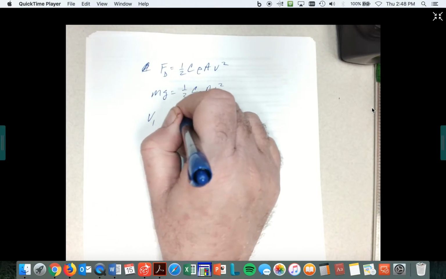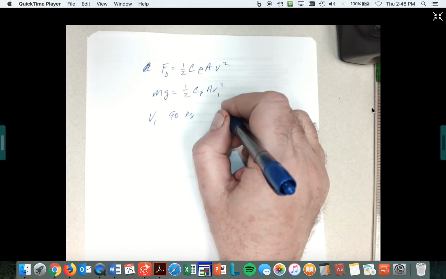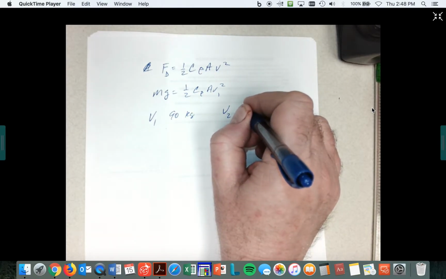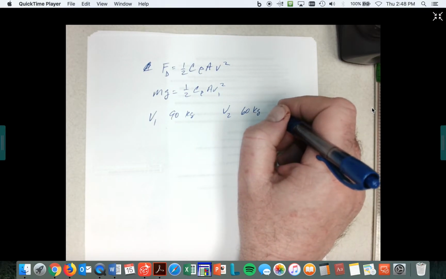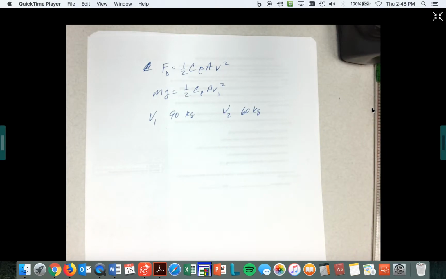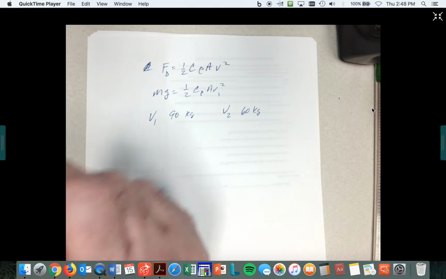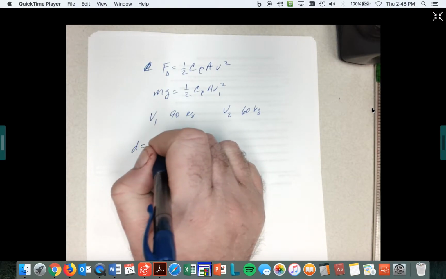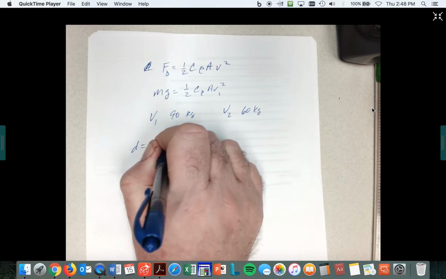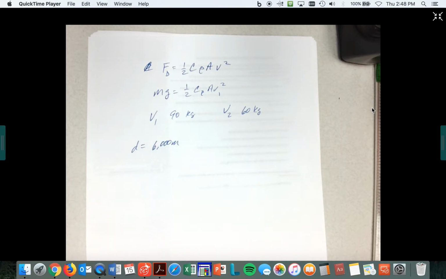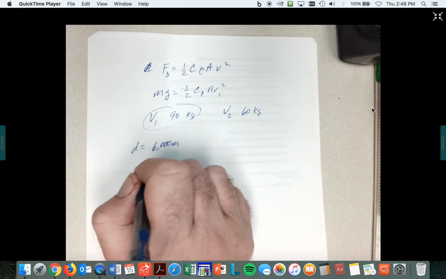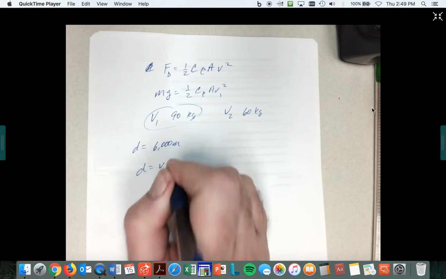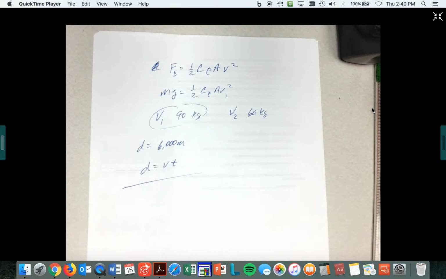You're going to find a v1 for the 90 kilogram skydiver, and v2 for the 60 kilogram skin diver, parachutist. They're both parachuting, so you're going to find those. And we're going to assume that the distance is 60,000 feet, or 6,000 meters, for both of them. This is a constant velocity, so then it becomes pretty easy. D is equal to V times T, a pretty easy calculation.